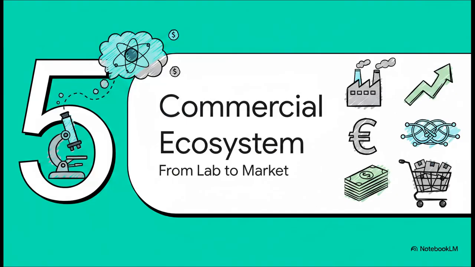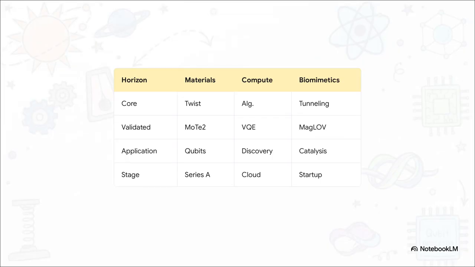Finally, let's hit Section 5, the commercial quantum ecosystem, from lab to market. Now, as fascinating as the raw science is, true innovation always requires capital and infrastructure. Let's transition to our final reality check to see exactly how this technology stack has successfully moved out of the lab and into the market. So, the crucial point is right here on this slide. We've selected this matrix to synthesize the entire ecosystem for you.